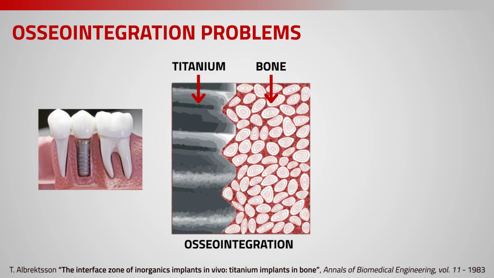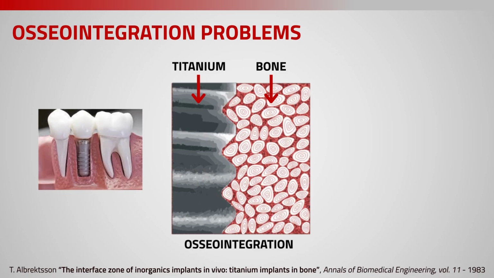Let's go straight ahead to what is the main problem in osseointegration. You can see here a picture where we have on the left the titanium of the prosthesis and the bone. This is the situation of perfect osseointegration. You can also see the schematics of a topical application in dentistry.